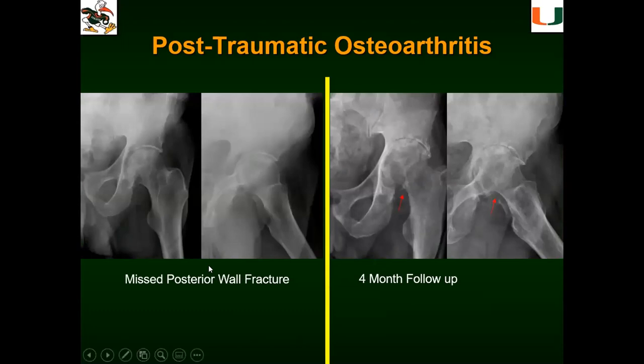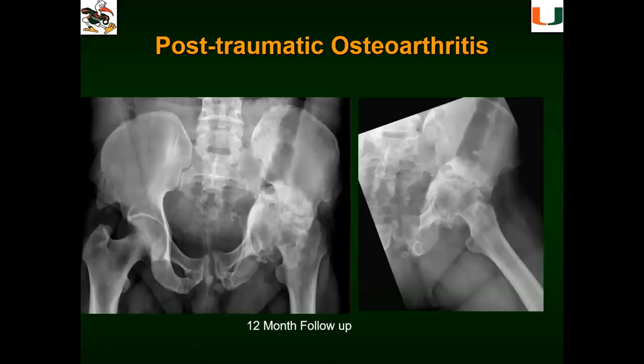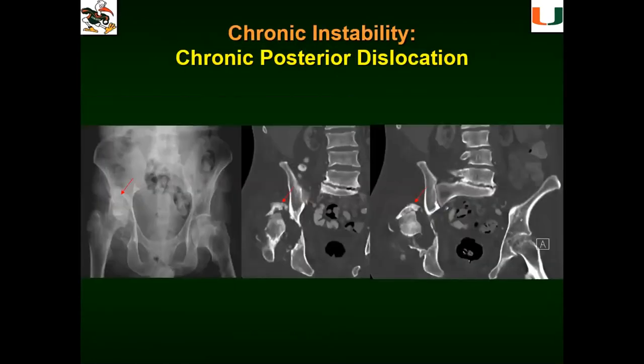Here's another example of a missed posterior wall fracture. The initial read on this was mild degenerative change, but there is a subtle posterior wall fracture there. And this is at 4 months follow-up. This is rapidly progressing osteoarthritis. You can see the posterior wall fracture. They initially thought this was some sort of septic arthritis or some unusual TB, delayed onset septic arthritis. But all this was a missed posterior wall fracture in an osteoporotic patient that had low energy trauma. They missed the posterior wall fracture and presented with incongruity and rapidly progressive osteoarthritis. And so here's that 12-month follow-up, severe post-traumatic OA.